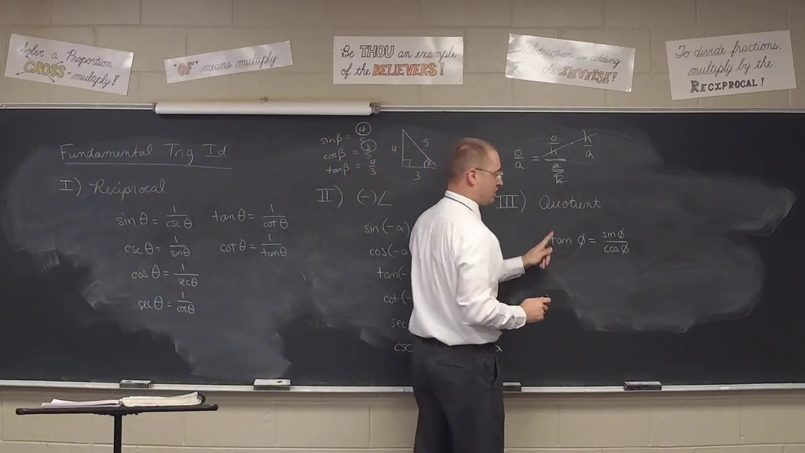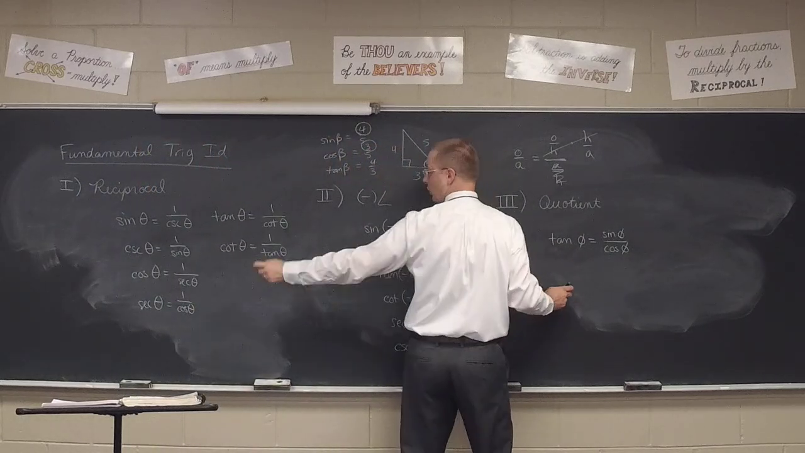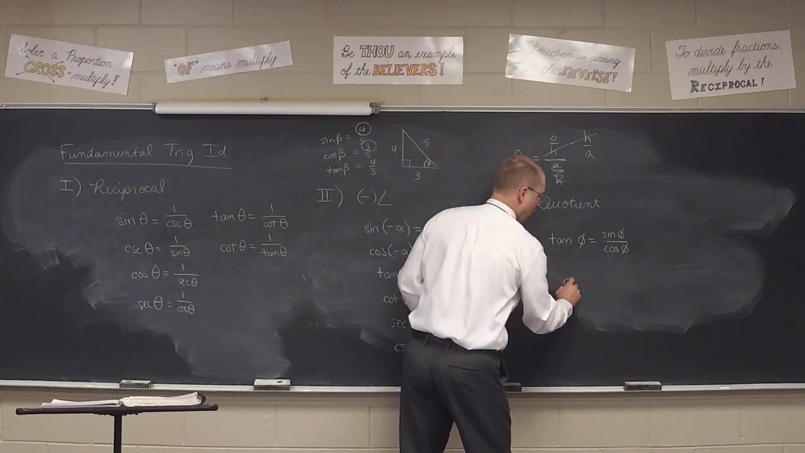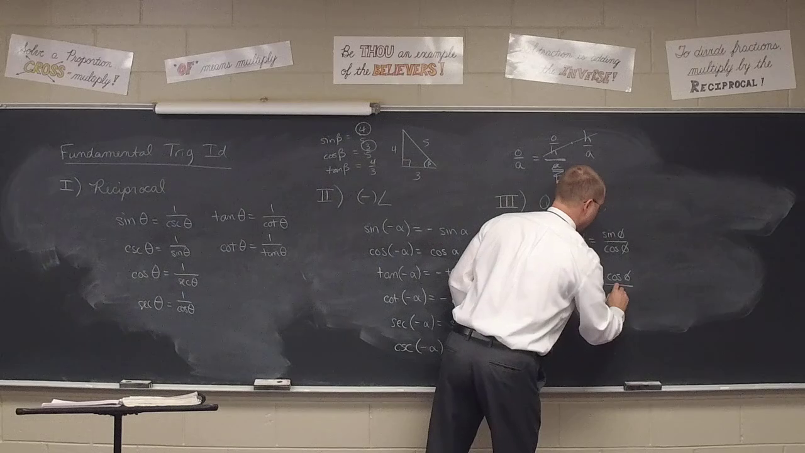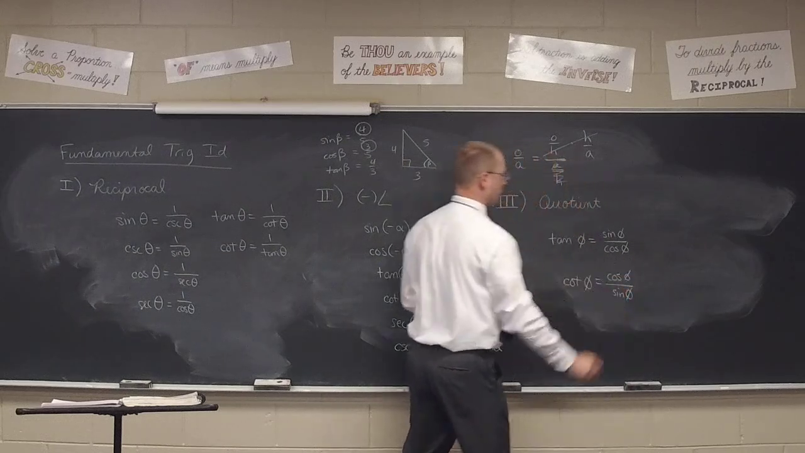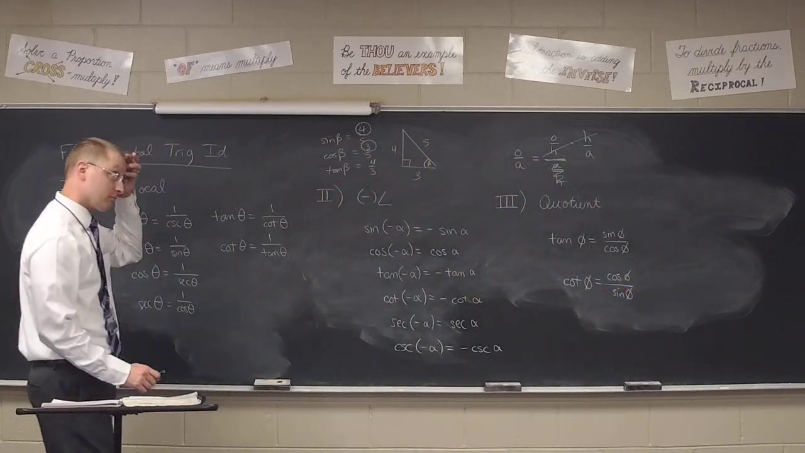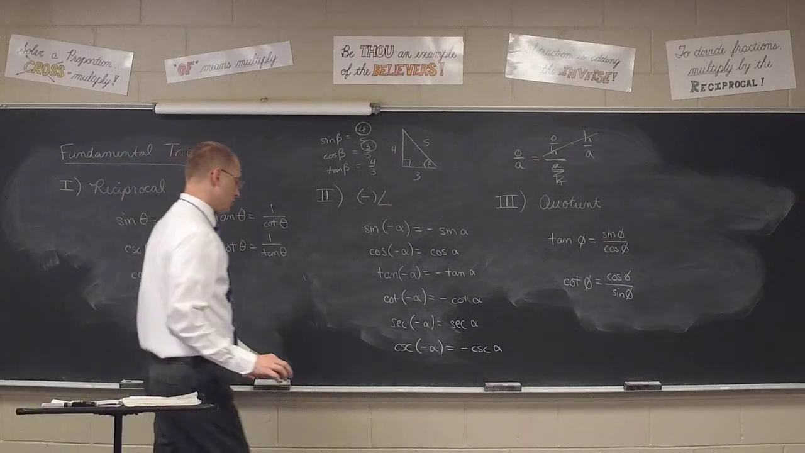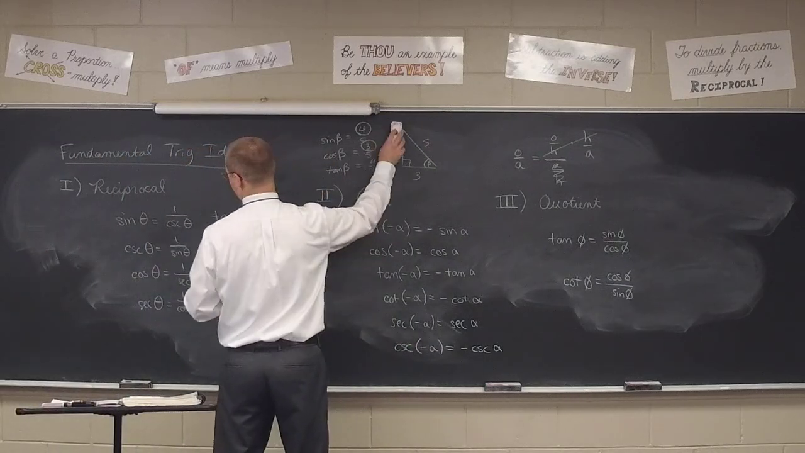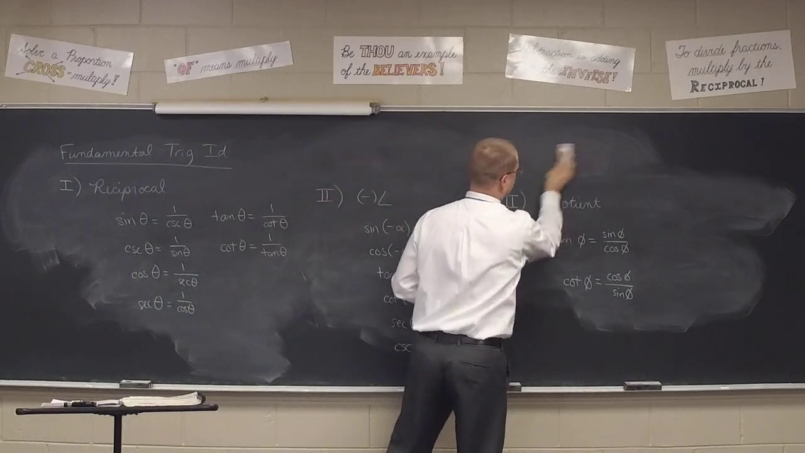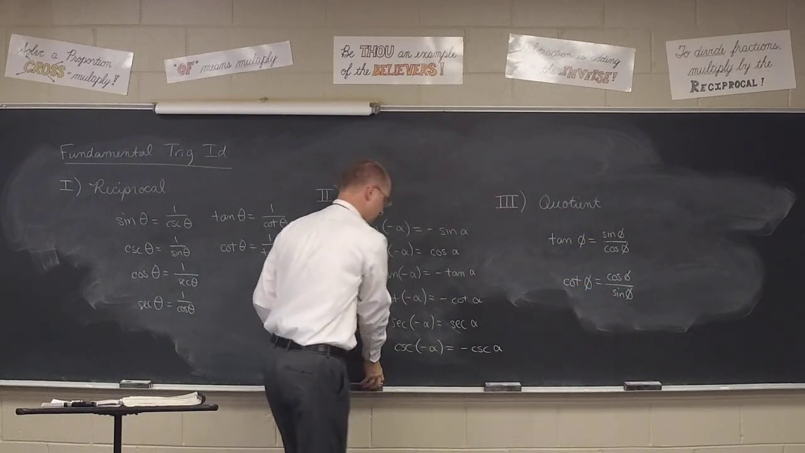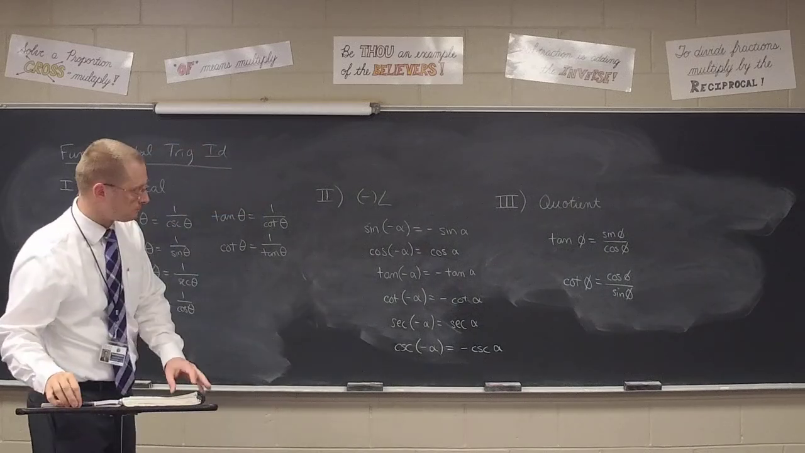Now if that's true for the tangent, the reciprocal of tangent is cotangent. The cotangent of phi then must equal the reciprocal, cosine phi over sine phi. And so we have just 2 quotient identities. We have 6 reciprocals, we have 6 negative angles, but only 2 quotient identities to memorize.